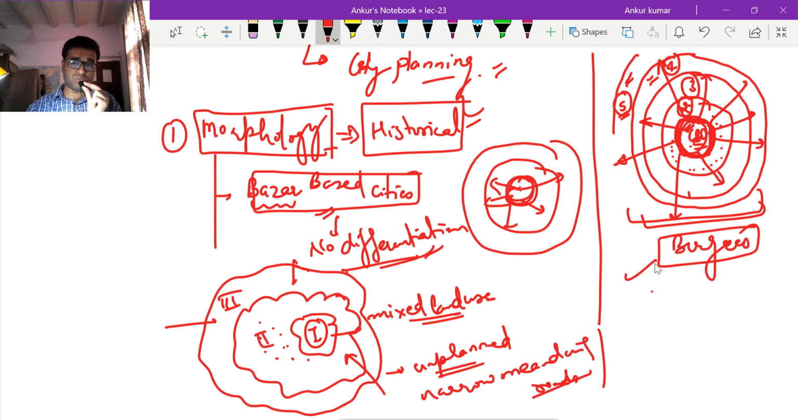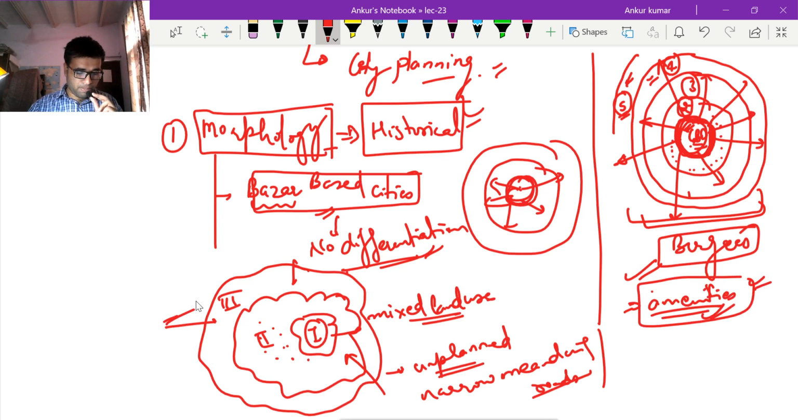However, when you see the Burgess model of the CBD, for example in Chicago, there is no mixed land use; separation is there, functional differentiation is there, and proper planning with respect to houses and roads is there, and proper amenity availability is made. So amenities are available in the CBD, but in the bazaar based model there is a complete lack of provisioning of basic amenities, whether it is water, electricity, or other services.